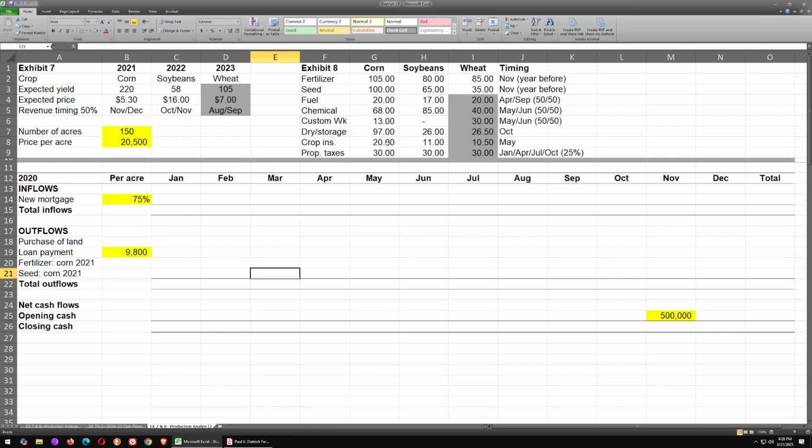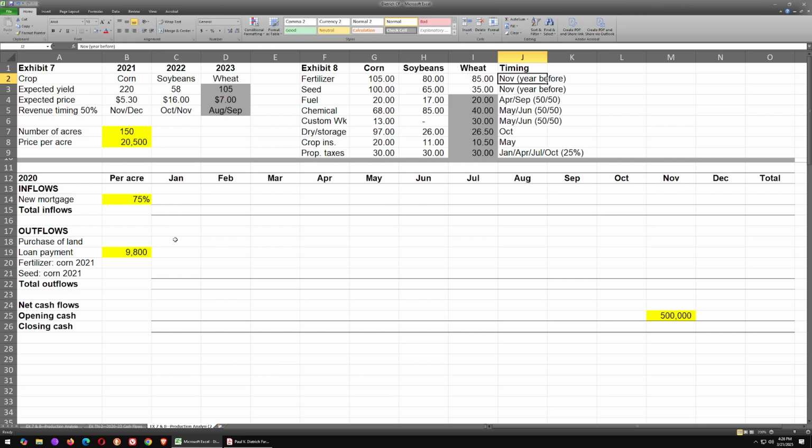And if you notice here, fertilizer and seed, the cost for that occur the year before the planting. In other words, you fertilize it and you seed it the year before. So we're going to be doing corn in 2021. So we need to fertilize it and seed it, or at least pay for it, in November of this year.